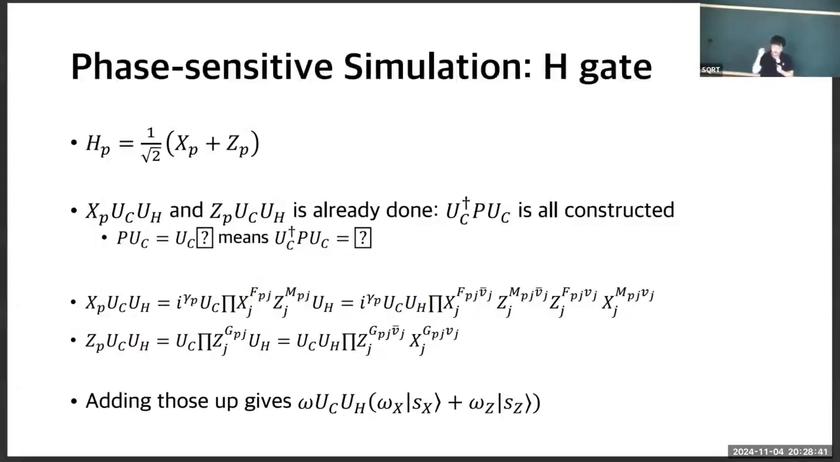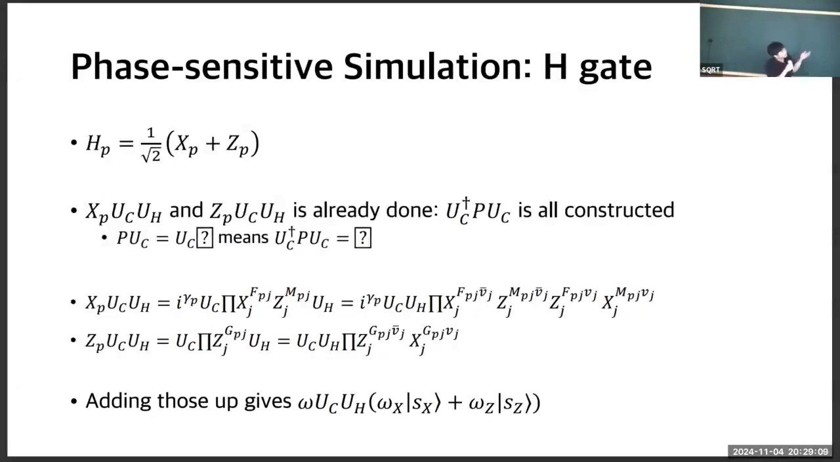So we can apply X_P before UC to change the order as intended, because we already know how to change the order by UC dagger P UC, and then we have UC UH and then have X, Z components there, and they are going to be just applied to the bit string S.